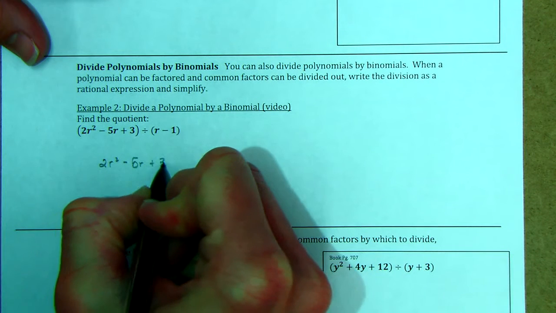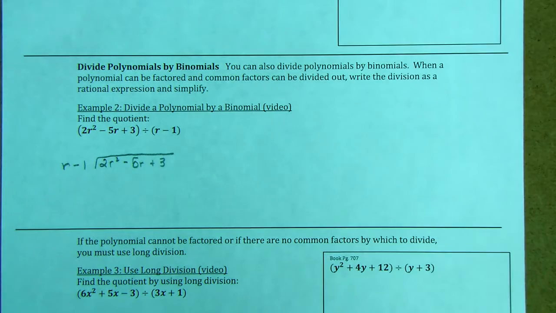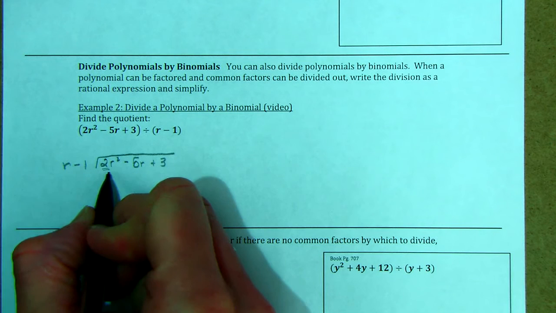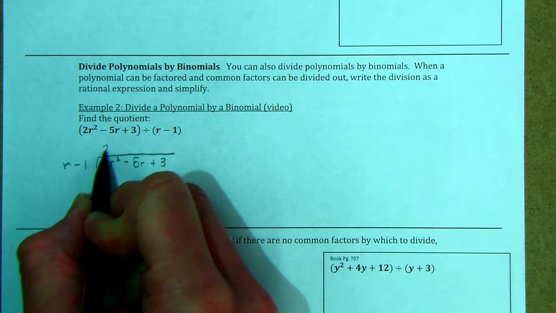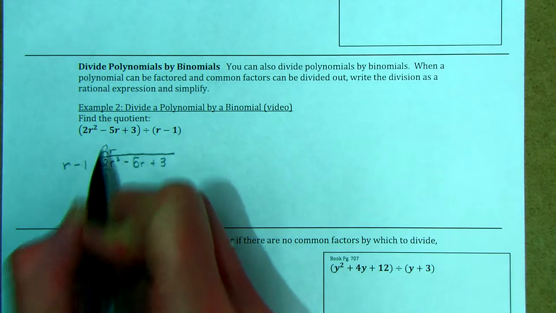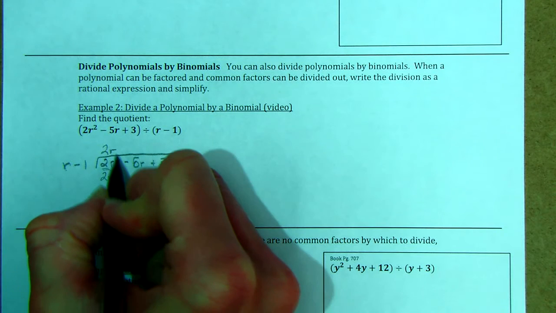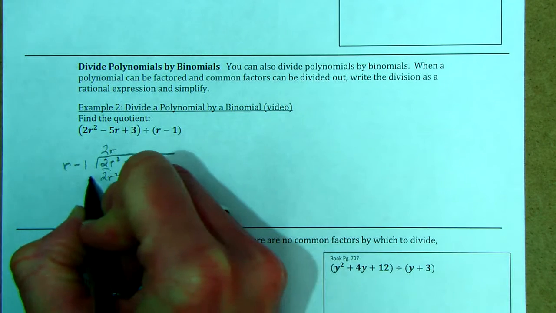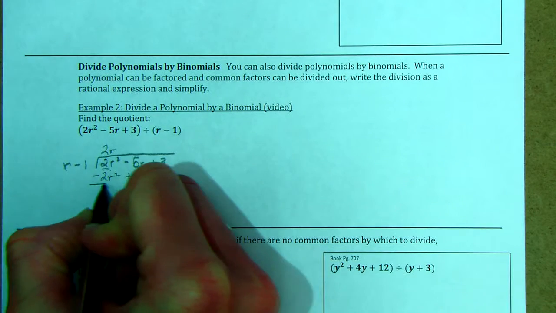Okay, so we look at this first term. What is it I'd have to multiply r by so that it is 2r squared? And the answer there would be 2r. So I'm going to take 2r, place it up here, and then I'm going to take 2r times r, which is 2r squared, and then I have to take 2r times minus 1, which is minus 2r. We then subtract them, so that means we are going to change the signs and combine. Now this one should completely cancel out. That was the purpose of picking 2r.